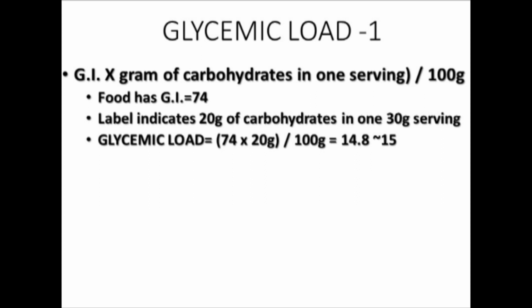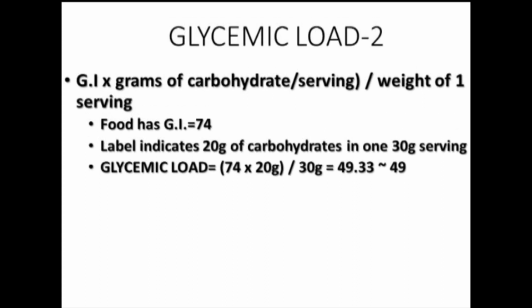So for instance, a food that has a glycemic index of 74 would multiply then the number of grams on a food label for a specific food. Say, for example, the label indicates 20 grams of carbohydrate in a 130-gram serving. Well, this glycemic load then would be calculated by multiplying the glycemic index, 74, by the number of grams of carbohydrates in that one serving, 20, and then dividing it by 100, which would give you about 14.8, which could be basically rounded up to 15.